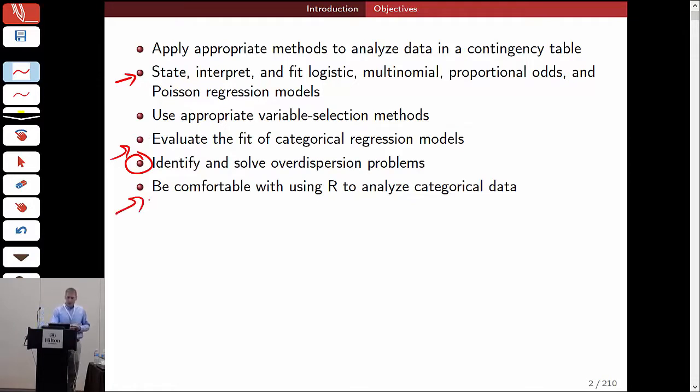And lastly, we want you all to be comfortable with using R to analyze categorical data. There are going to be many, many R examples throughout, and we want you to be able to come out of here with a good sense of how to use R to analyze this type of data.